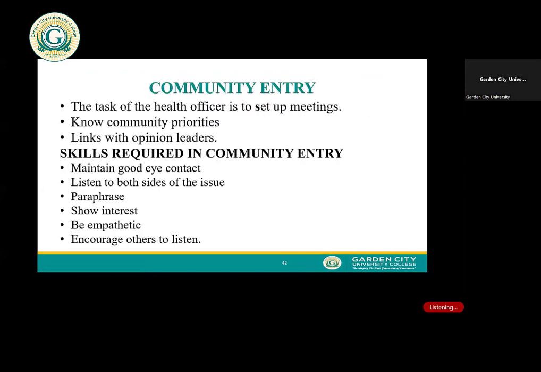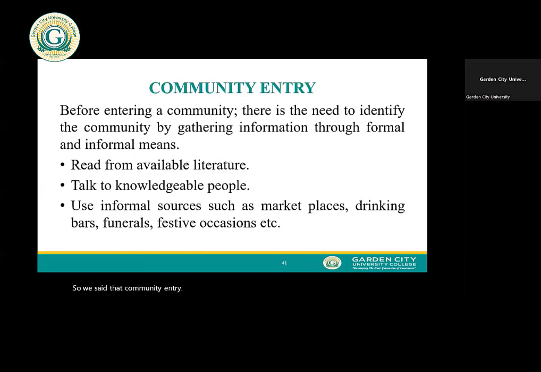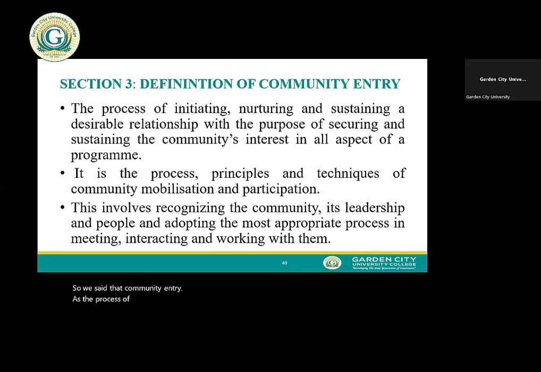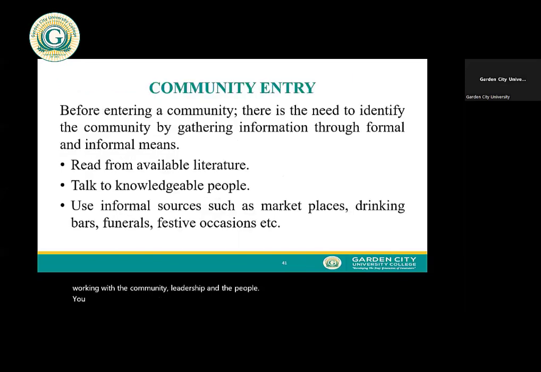So we said that community entry is the process of initiating a relationship. You nurture that relationship, you sustain that relationship for the purpose. The purpose of community entry is to secure and sustain the community's interest in whatever we are coming to do in the community. In simple terms, community entry involves the recognition of the community, the leadership, and the people in the community, and then adopting the most appropriate process in meeting, interacting, and working with the community leadership and the people. You have nurtured the community. You have sustained the community.